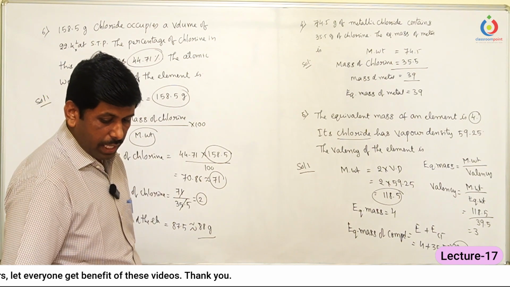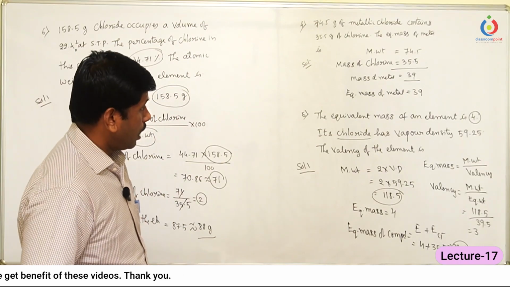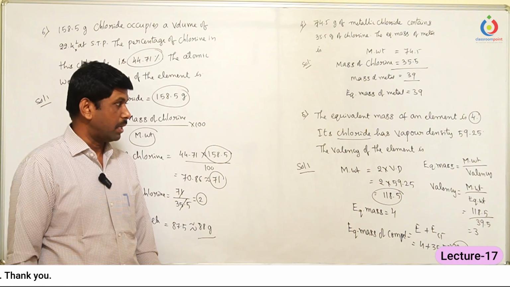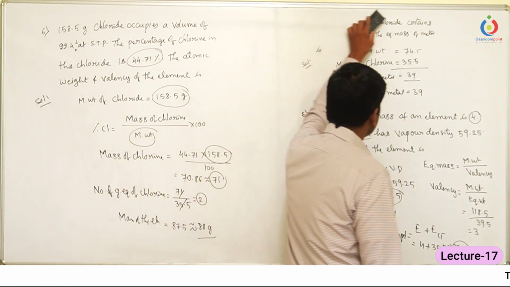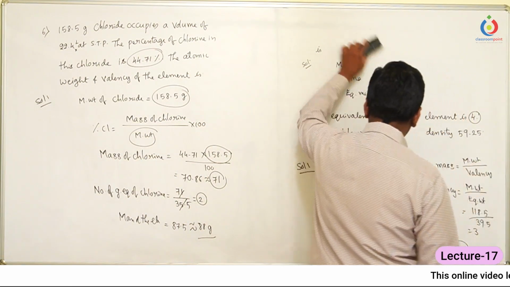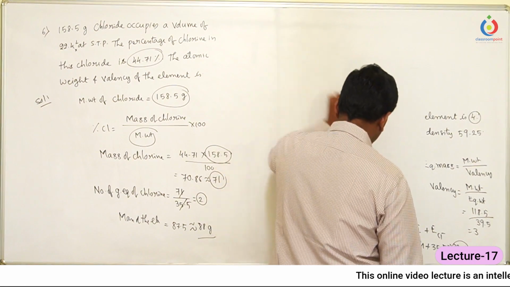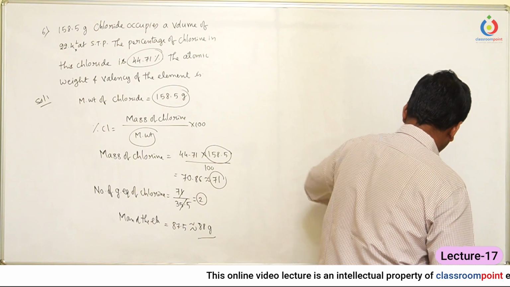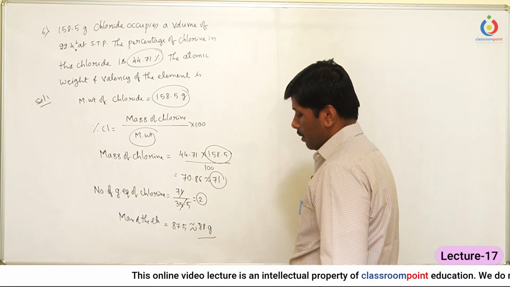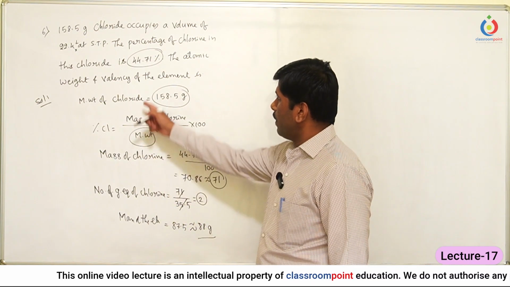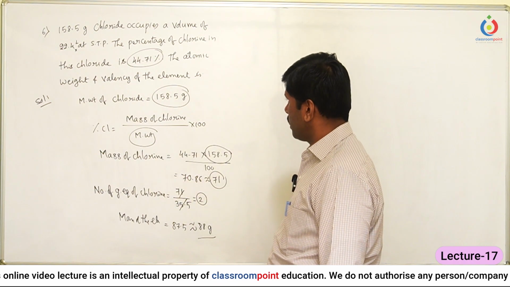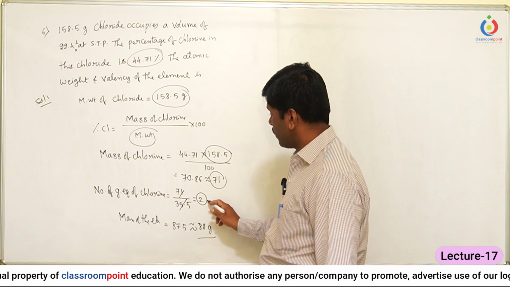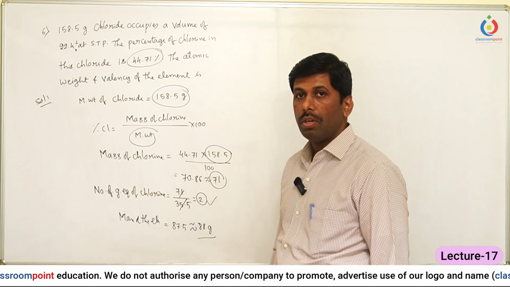So let us see another method of how to calculate the equivalent mass. Here the valency of the element also has to be calculated. We know that the number of gram equivalents is equal to valency. That's why the valency value is also equal to 2.